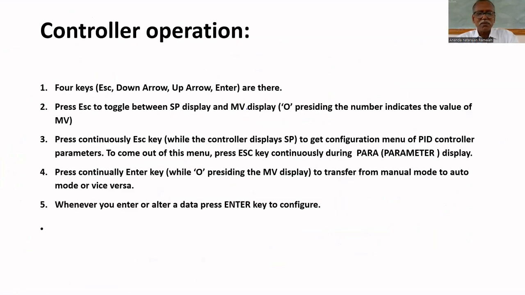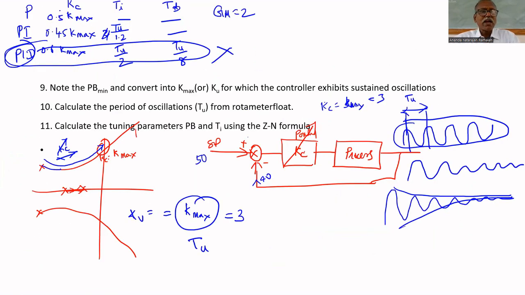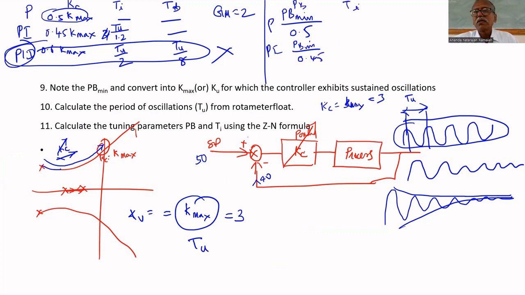Already I told you the tuning parameters. For the P controller, it is 0.5 times K max. If you use PB min, then PB min divided by 0.5. So for KC we have to multiply, and for PB we have to divide. So this is for the P controller. For the PI controller, PB min divided by 0.45. We also have to find TI. There is no TI for the P only controller. For the PI controller, TI equals the ultimate period you found divided by 1.2. So you got the tuning parameters.